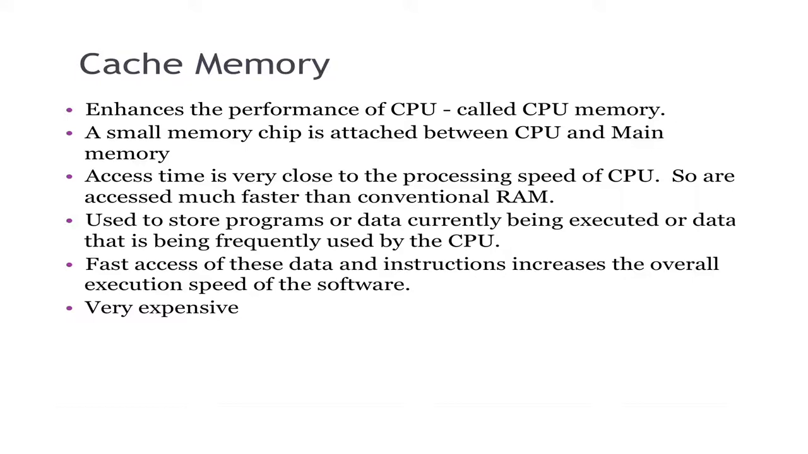What happens in this case is that cache memory stores the programs or data that are currently being executed or that are frequently being used by the CPU. Since this is a very fast memory having a very high processing speed, data is accessed much faster than a conventional memory device. But these are very expensive types of memories, and that is why they are used in limited amount, and only that much amount of cache memory is used which can handle the current data requirements of a particular computer.